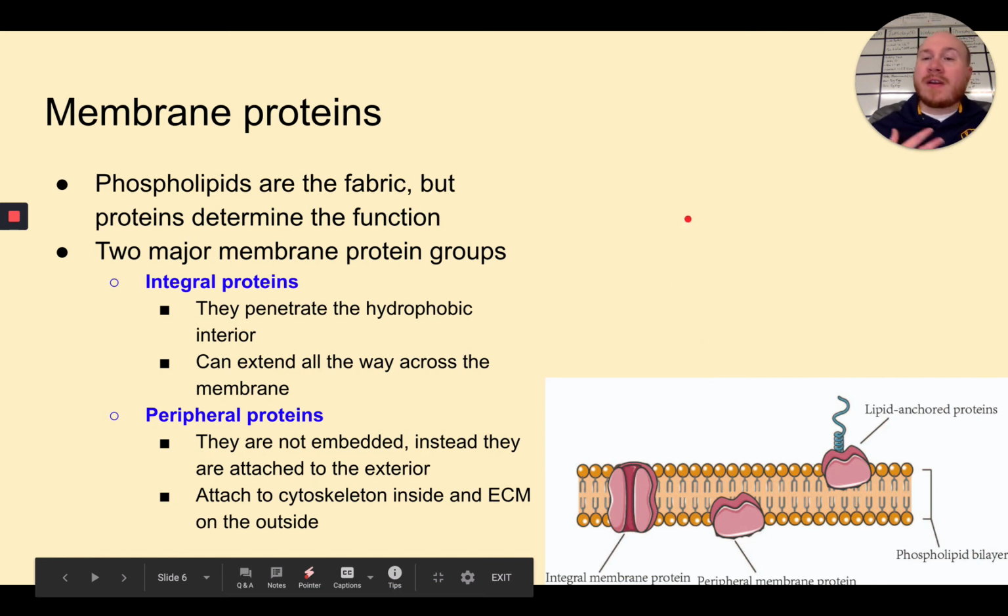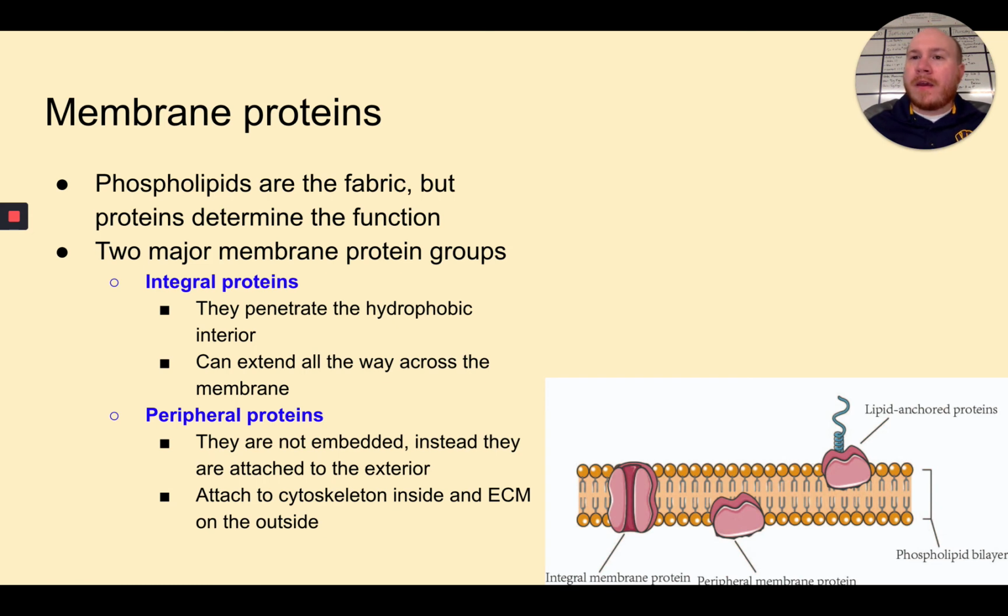Peripheral proteins are not embedded. Instead, they're just attached to the exterior. So what that means is that they might be hanging a little bit, or they might stick out a little bit. They generally attach to the cytoskeleton when they're inside of the cell, and they tend to be on the ECM on the outside of the cell. So they're still attached to the cell, but they might not be entirely embedded into the membrane itself. Sometimes they stick in a little bit, and sometimes they're just completely hanging loose.